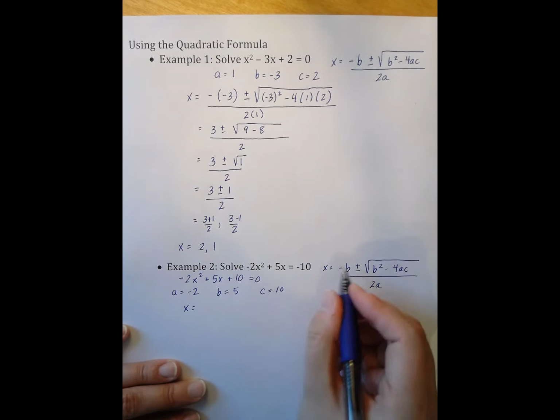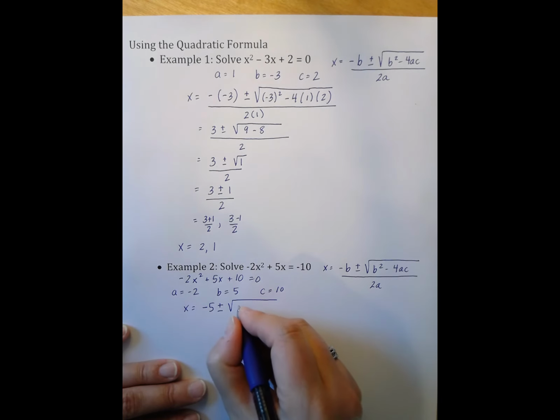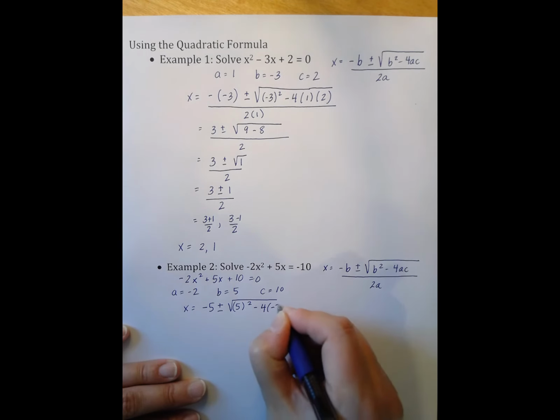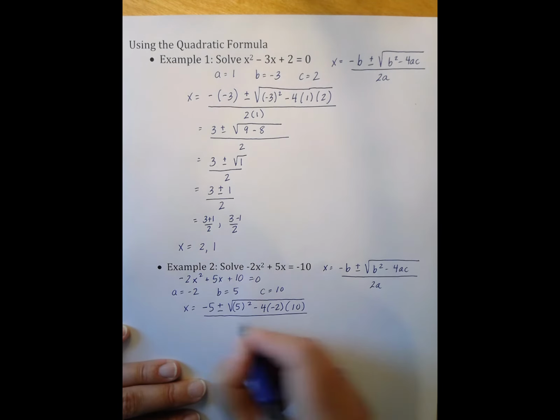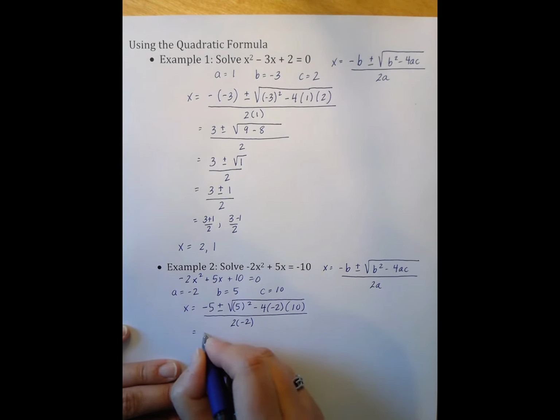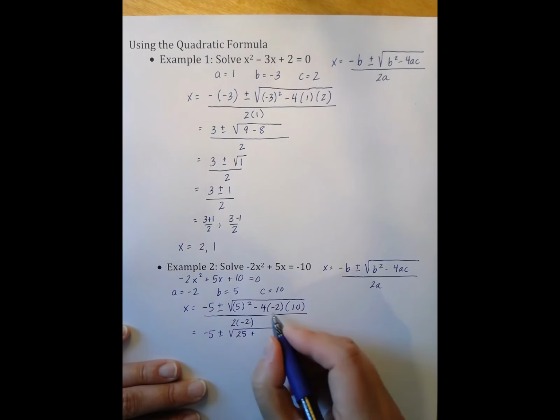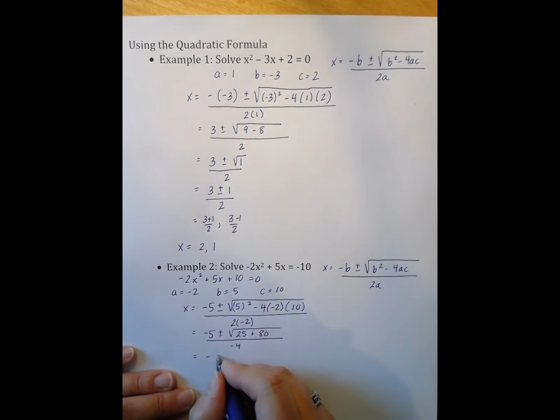So x equals negative b, so negative 5, plus or minus the square root of b squared, 5 squared, minus 4ac, all over 2a. I have negative 5 plus or minus the square root of 25 plus 80, all over negative 4. Negative 5 plus or minus the square root of 105 all over negative 4.